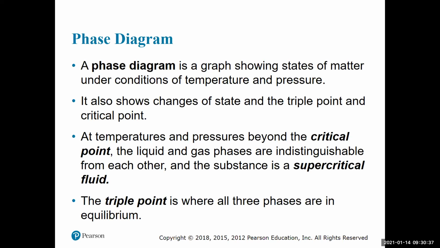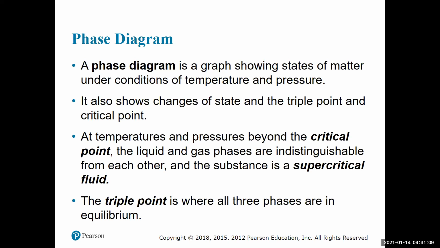So a phase diagram is the graph that we draw, which shows us for a compound the different transition states in terms of pressure and temperature. And so it shows us for that material what phase it's going to be at a particular temperature and pressure combination. And it also shows us those points at which we move into that supercritical fluid phase.